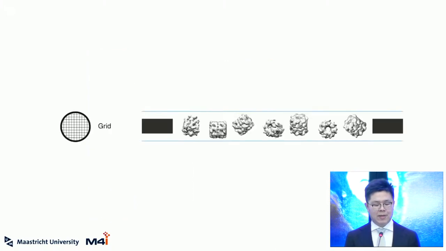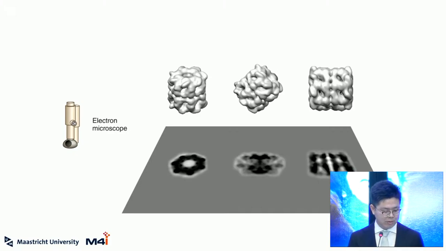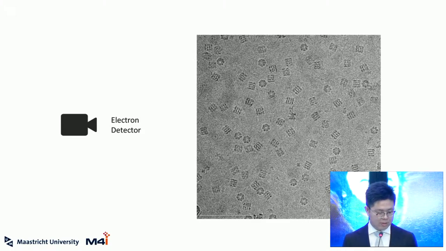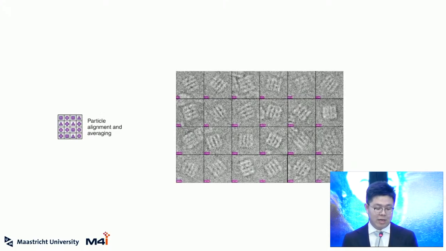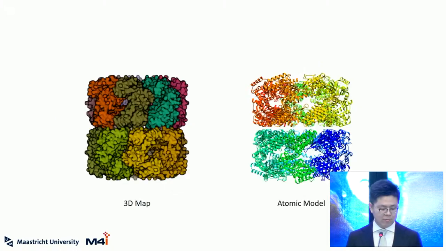After vitrification, in the ideal case, we would expect a single layer of protein embedded in thin vitreous ice with random orientation and sufficient concentration, so that we can put the sample in the electron microscope and collect 2D projections of each individual protein. With an electron detector, we collect thousands or millions of protein images, and then we align and average all these particle images to get 2D classifications of these proteins. With the orientation information known from each individual particle, we can obtain a high-resolution reconstruction of the protein structure. And from the high-resolution map, we can obtain a good atomic model.